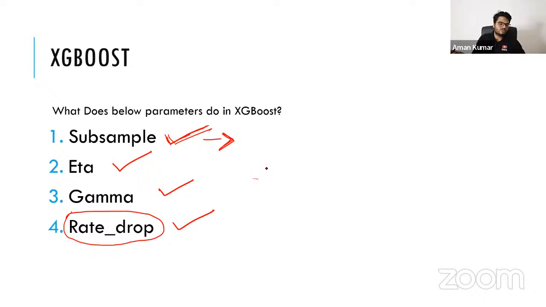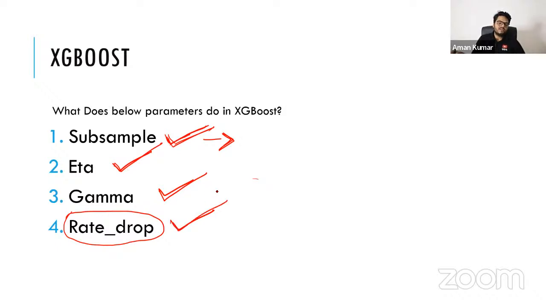Okay, so I will tell you, this subsample is basically your row and column subsampling. Eta is basically your learning rate that you change for how fast you want to converge, basic learning rate principle, right? How fast or how slow you want to converge. And gamma is something which you used for regularization or tree pruning, as somebody said, right?